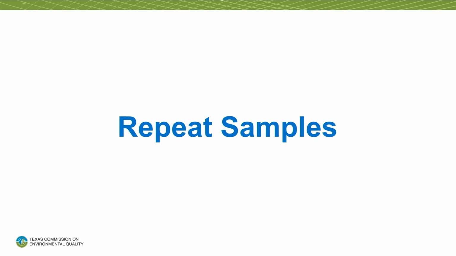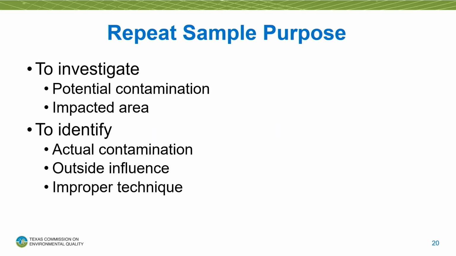So now for repeat sampling. Again, like I said, the purpose is to investigate the potential contamination. Is it coming from an external source? Is it an impacted area, or is the location itself compromised? We'll discuss the requirements for that sampling, but again, like I said, it's just to investigate the issue and how we can remediate the issue.